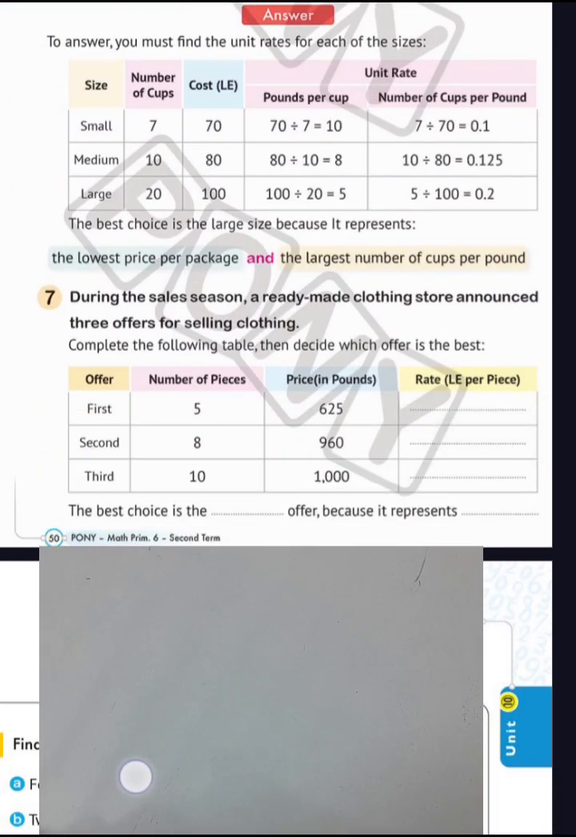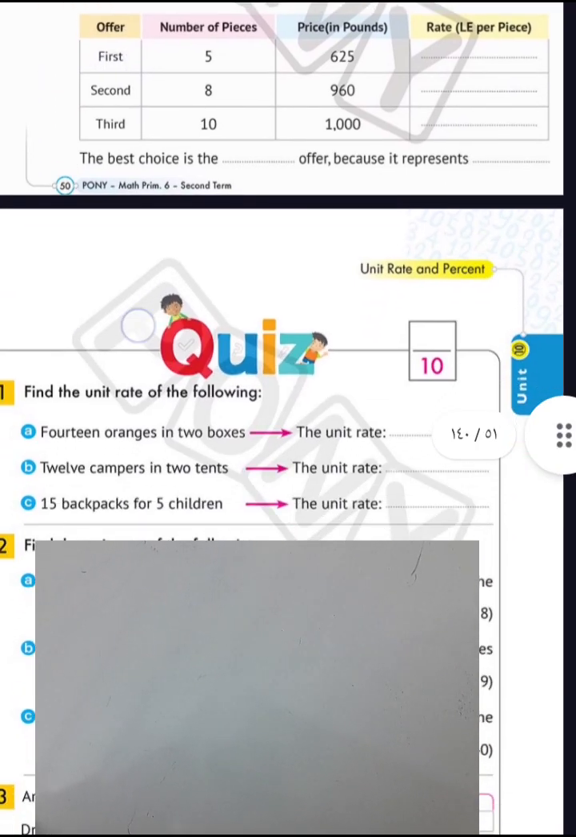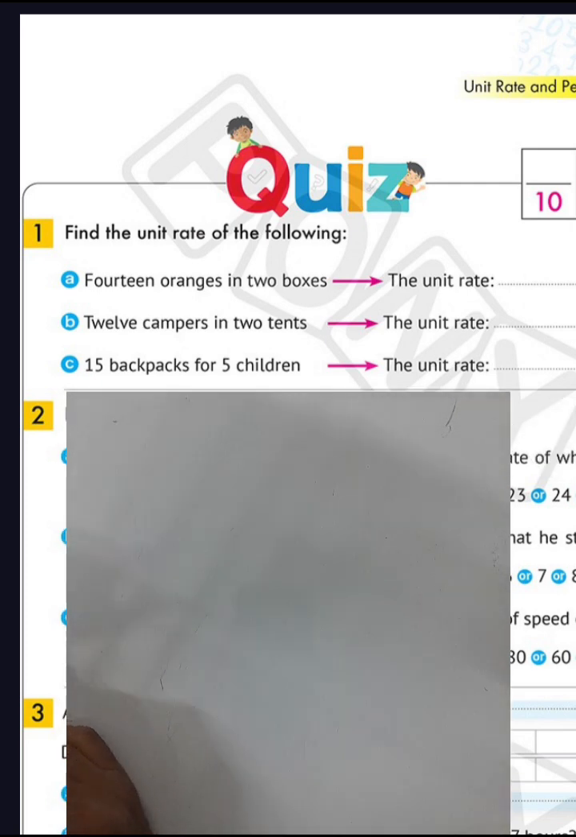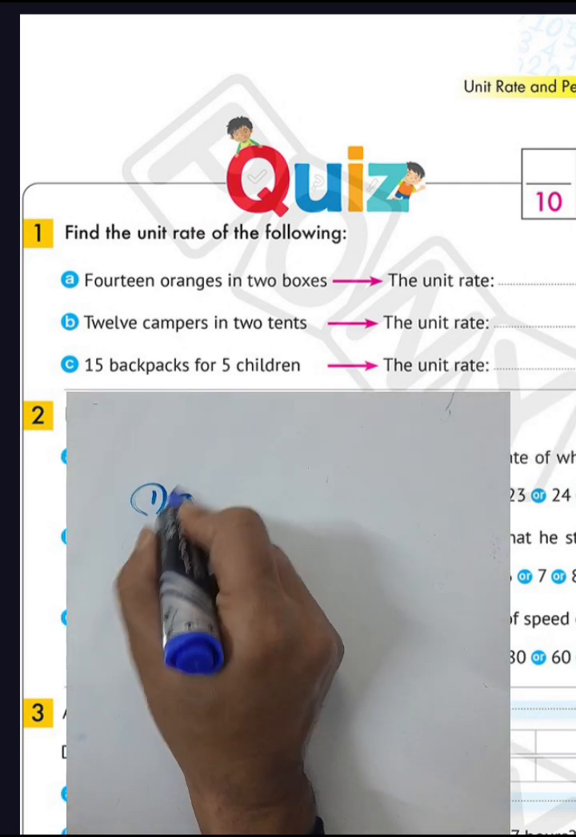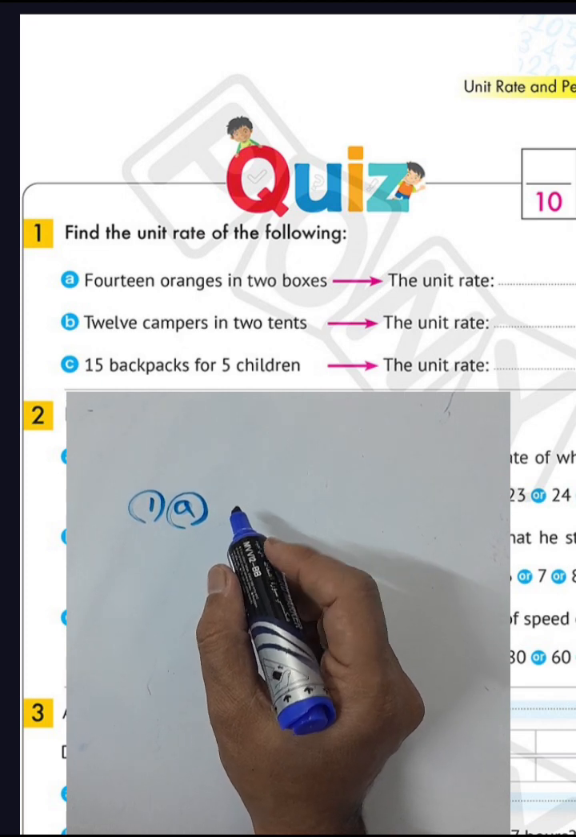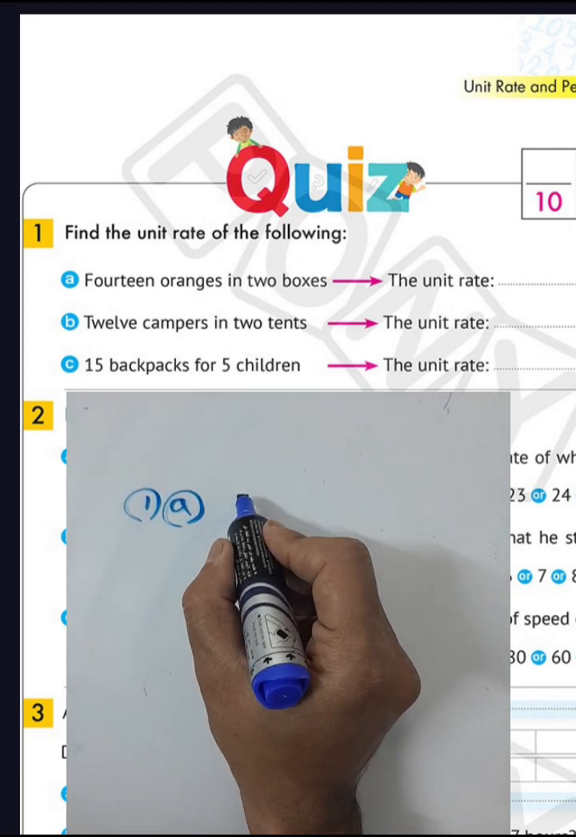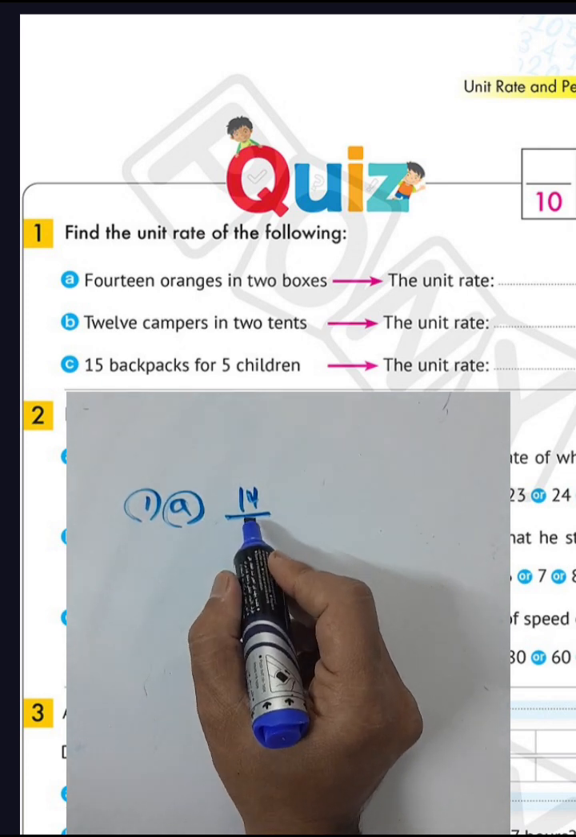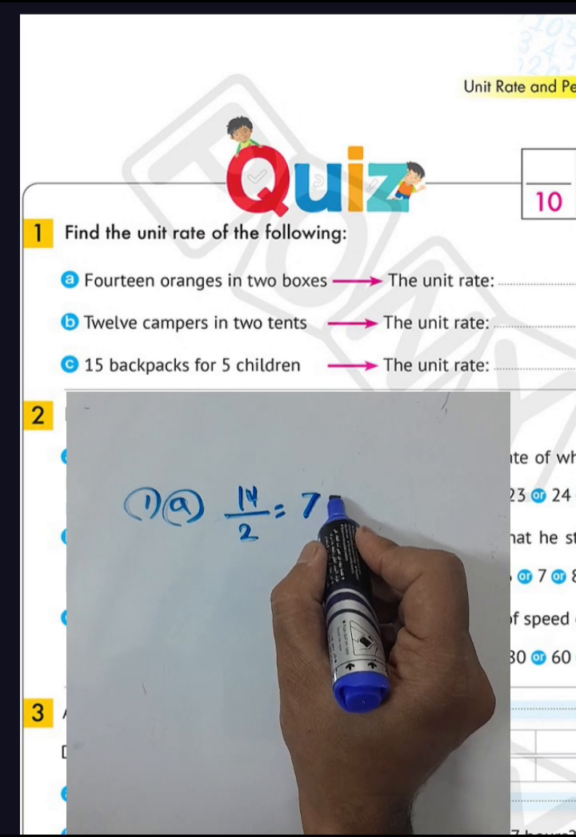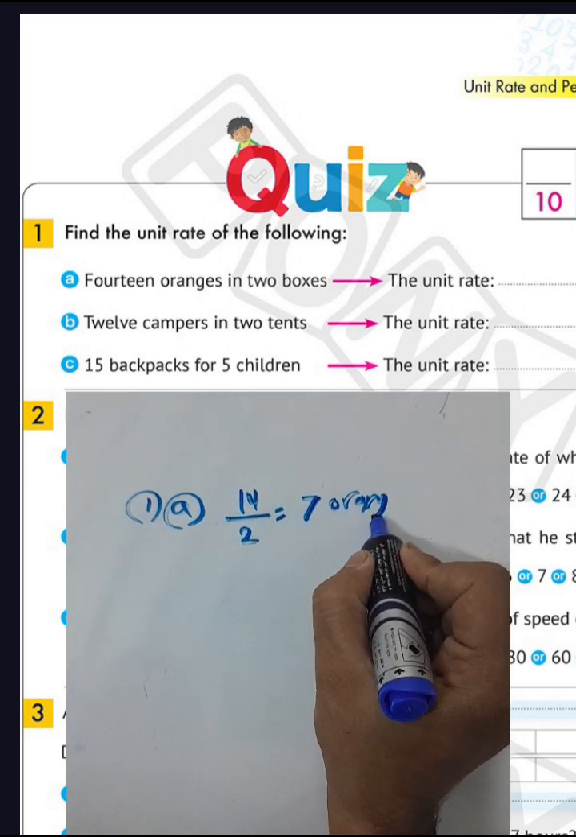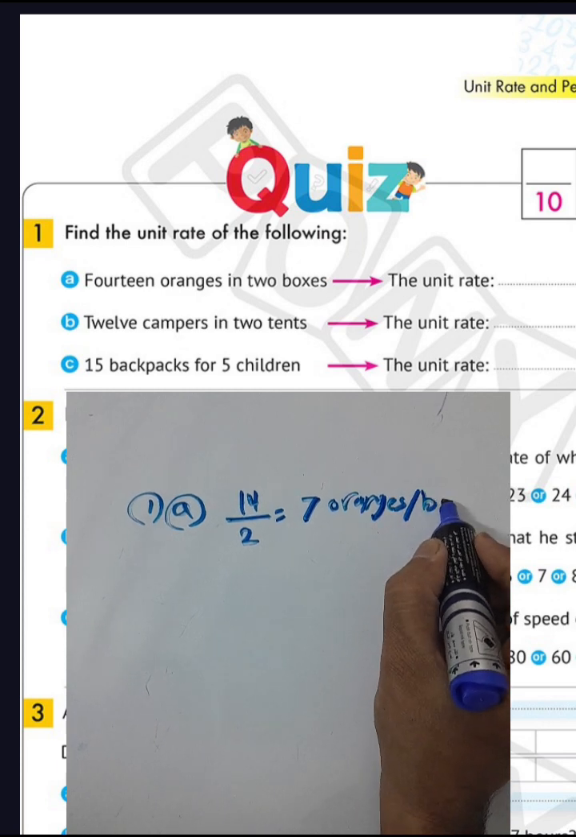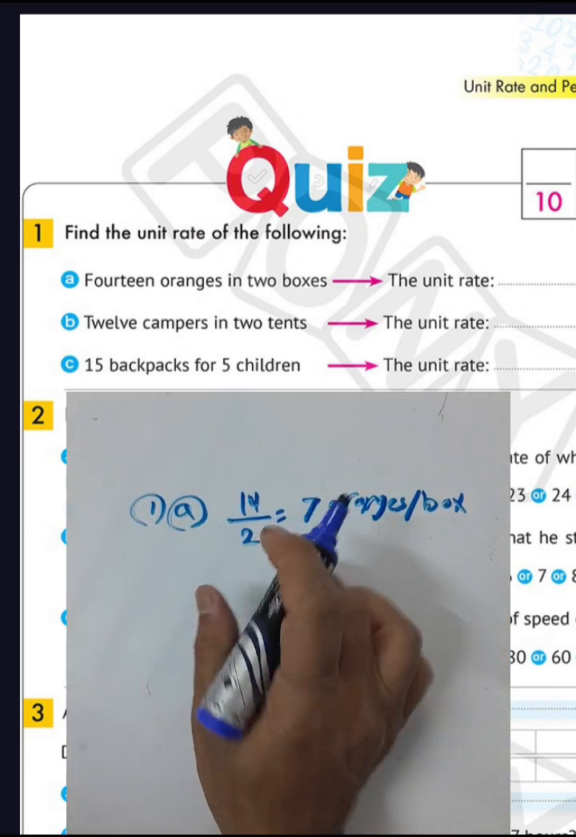Now we will talk about the percent. Solve with me here. Quiz number 1, letter A. 14 oranges in 2 boxes. You can write the unit rate here between them. The unit rate 14 divided by 2 will be 7. Then the rate, we can write 7 oranges per box.